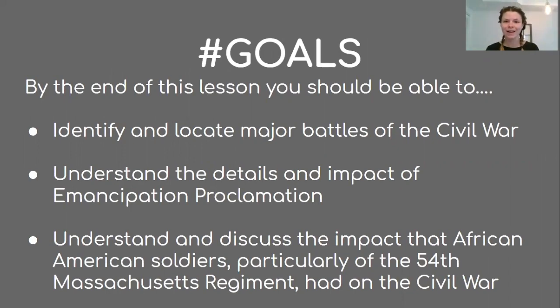Our goals for the day are that by the end of this lesson, we should be able to identify and locate major battles of the Civil War, understand the details and impact of the Emancipation Proclamation, and understand and discuss the impact that African American soldiers, particularly of the 54th Massachusetts Regiment, had on the Civil War.